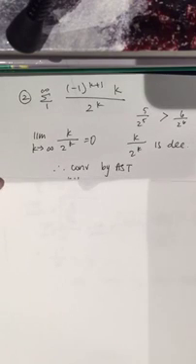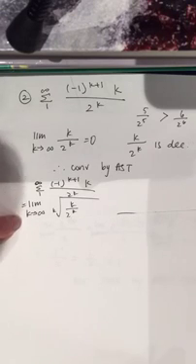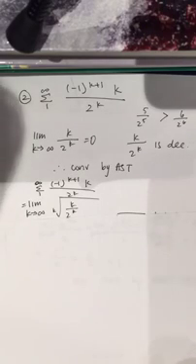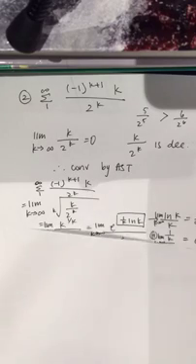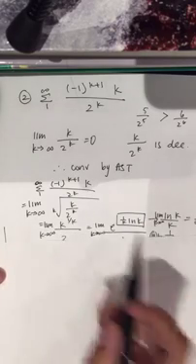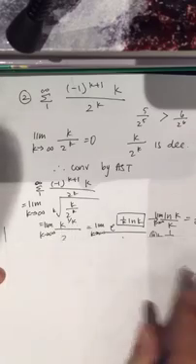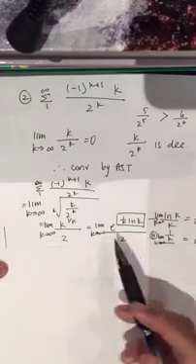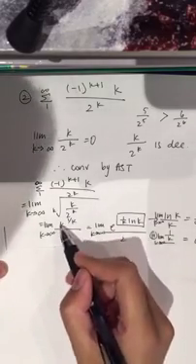Now, we're going to use the root test for the rest of the problem. So let's first take the kth root of k over 2 to the k as k goes to infinity. That would equal the limit as k goes to infinity of k to the 1 over k divided by 2, which you can raise to the e ln.